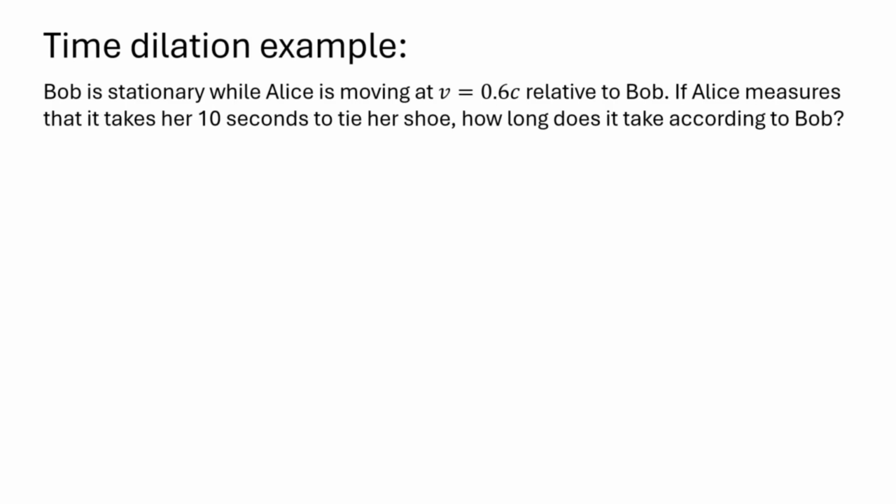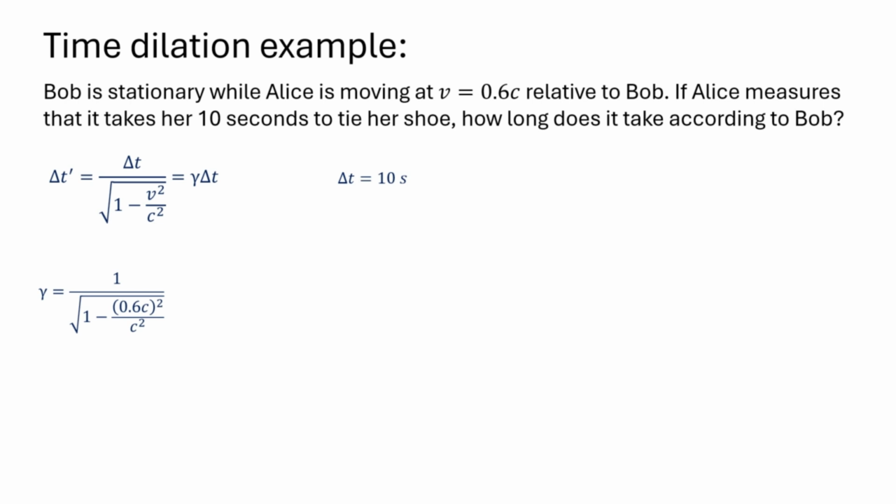Let's go over an example of time dilation. Bob is stationary, while Alice is moving at 60% the speed of light relative to Bob. If Alice measures that it takes her 10 seconds to tie her shoe, how long does it take according to Bob? Let's start by writing down the time dilation formula. And we can write down that it took 10 seconds in Alice's reference frame.